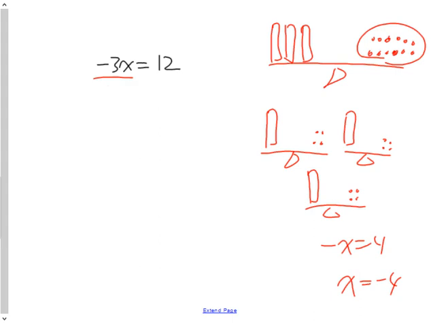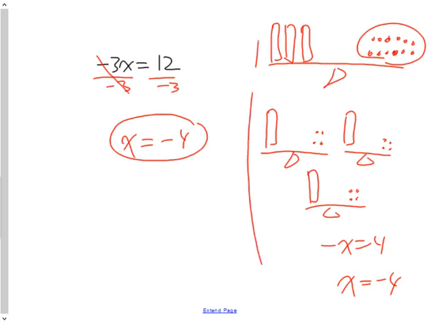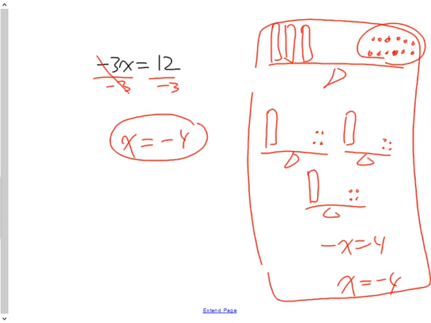Algebraically, through opposite operation, I would divide both sides by negative 3. Not by positive 3, but by negative 3. And x would equal 12 divided by negative 3, which is negative 4. Obviously, opposite operation is much faster and more efficient than modeling. But either way, you get the same answer of x equals negative 4.